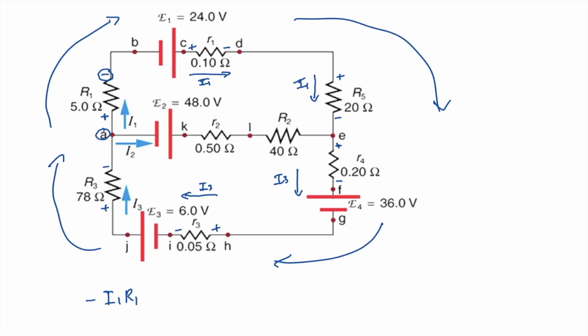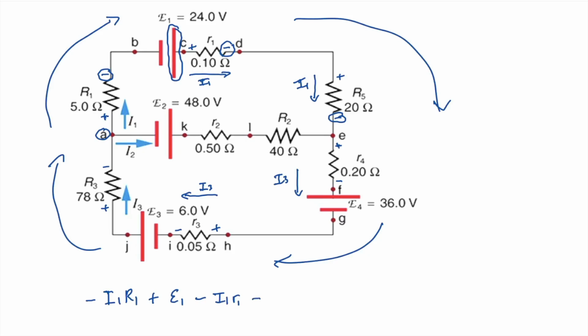Okay. When we go next, we go on to B and to C. The last thing we see is the long end of the battery. So we're going to have plus EMF 1. Now we're on to the internal resistor of EMF 1. Last thing we see as we leave the resistor is a minus sign. So minus I1 little r1. Okay, we keep going. The last thing we see when we leave resistor R5 is a minus sign.